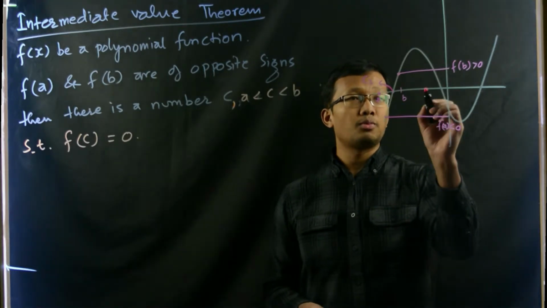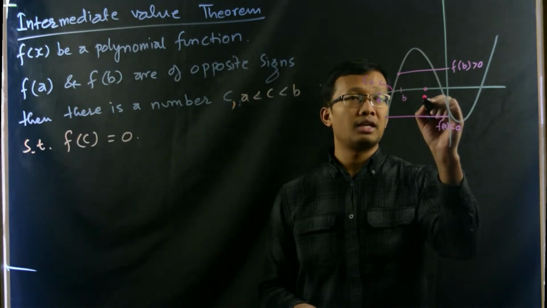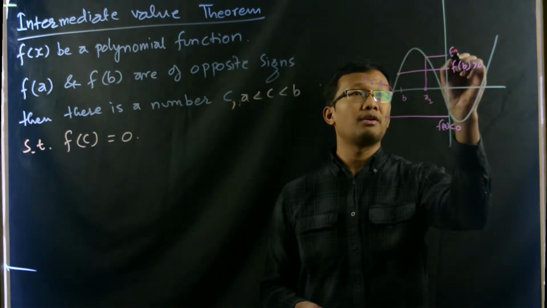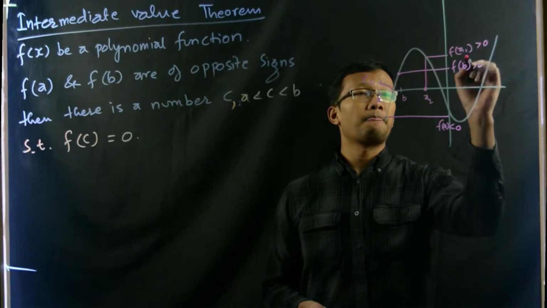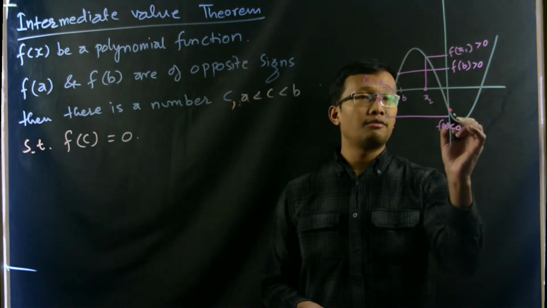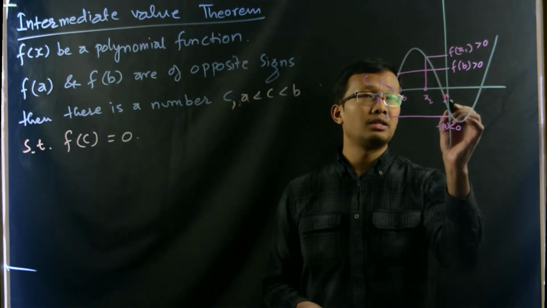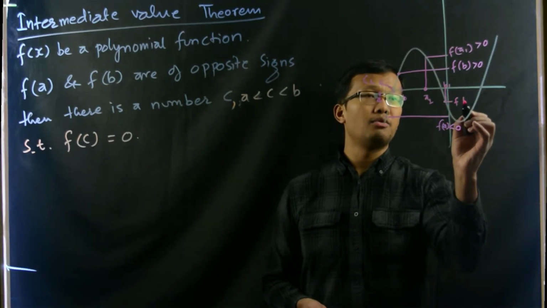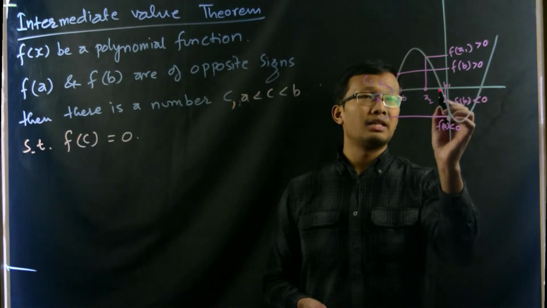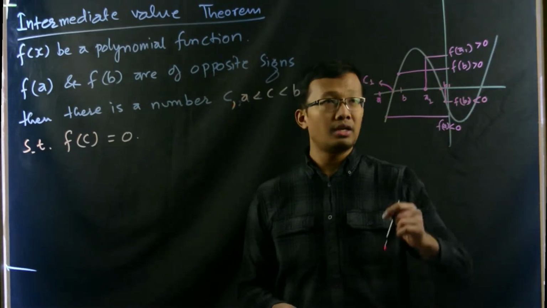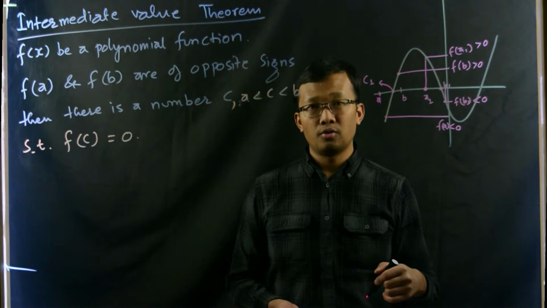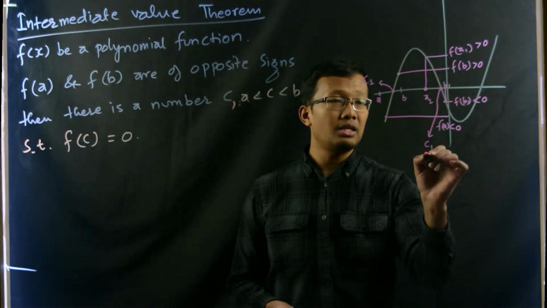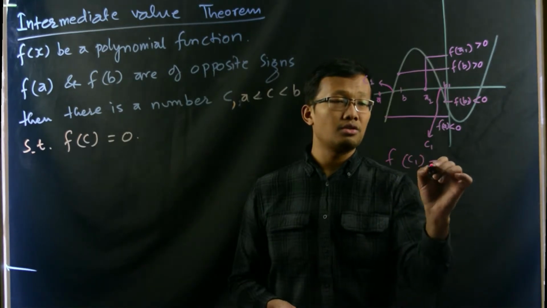Similarly, let's choose another point somewhere here. Let's suppose this is a1, then f of a1 is positive. And carefully you can go for this point, let's suppose this is b1, then f of b1 is negative. Then there will always be a point where the continuous graph will intersect the x-axis, and let's suppose this is c1, then f of c1 is also equal to 0.